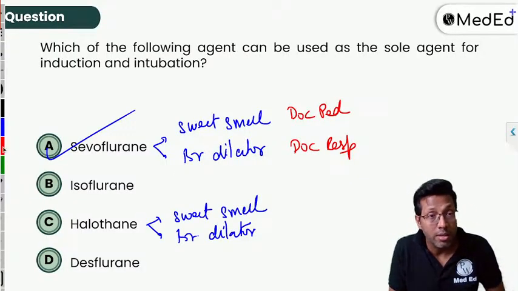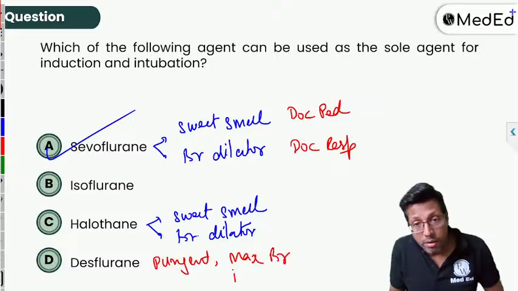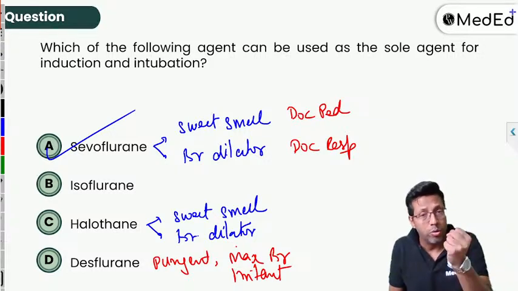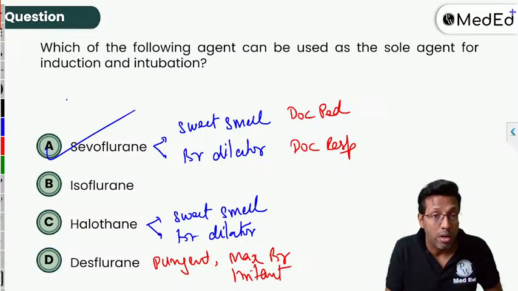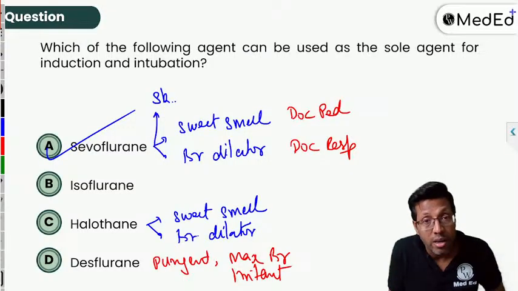Why? Desflurane is a drug which is maximum bronchial irritant. It's pungent, maximum pungent, and maximum bronchial irritant, right? On the other hand, halothane and sevoflurane are bronchodilators, so they're going to relax. So they also work as good relaxants. So sevoflurane works as a very good skeletal muscle relaxant.